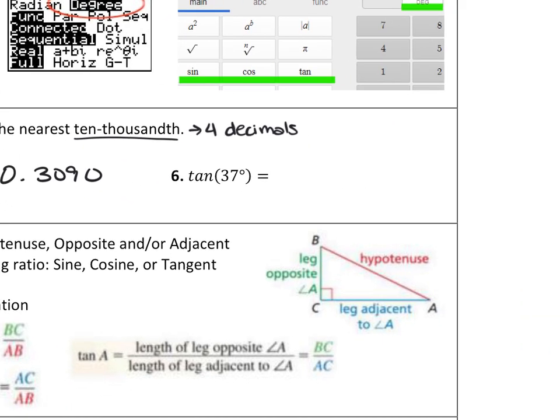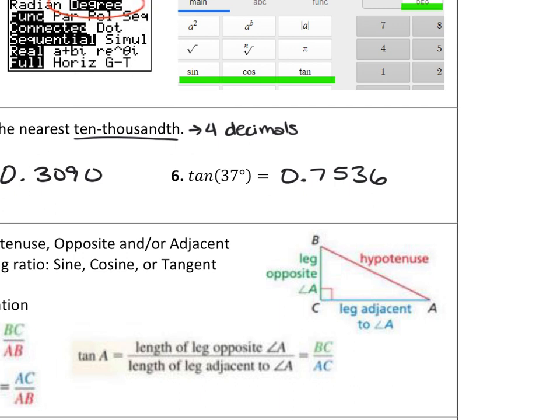Tangent of 37 degrees. You press the tangent button, you press 37, close parentheses, and press enter. That means this would be 0.7536. Cool.